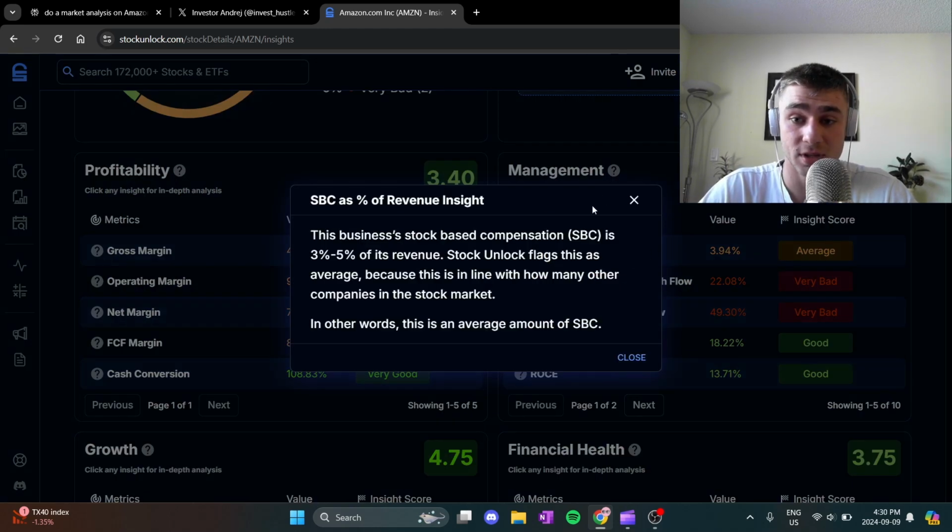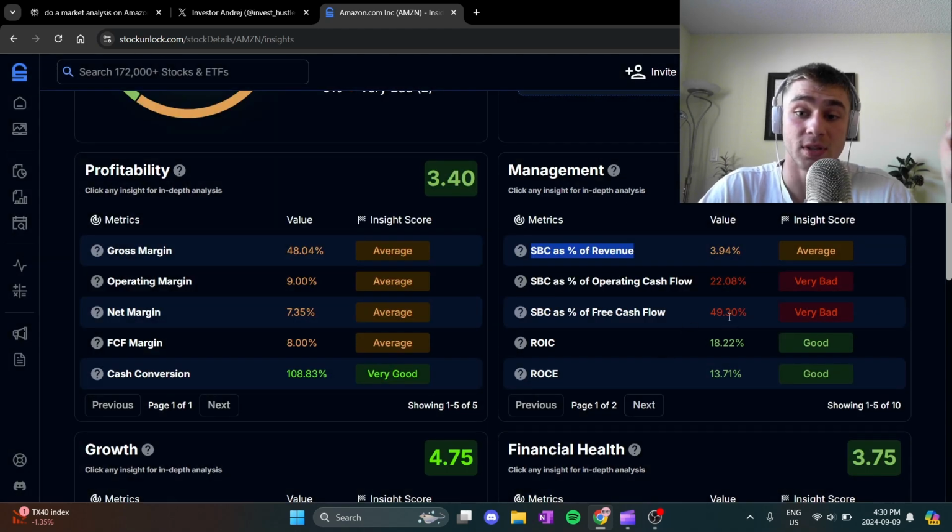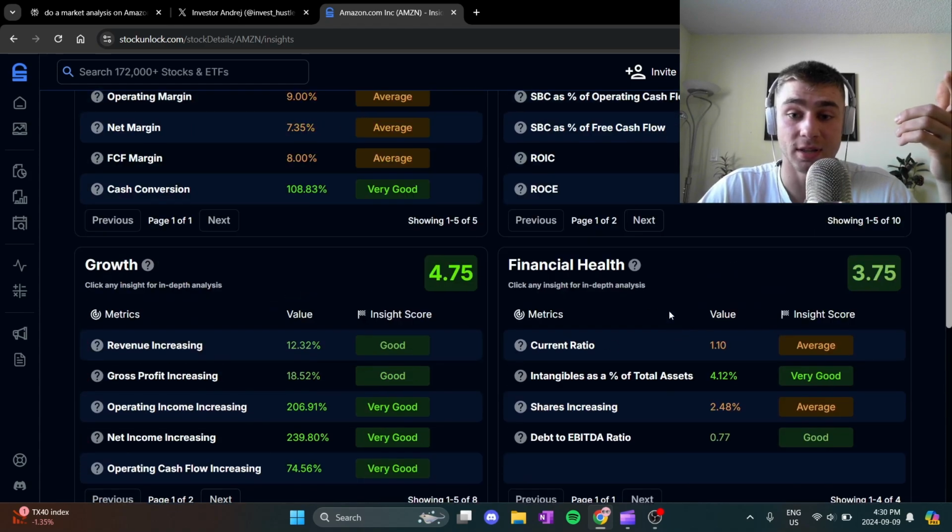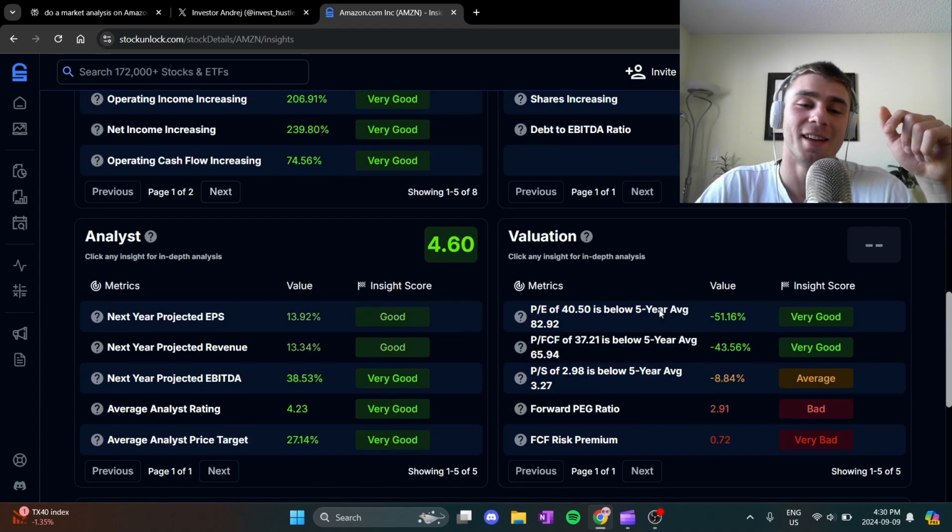It won't always give you this, but this is a really important thing to keep an eye on. We can see that almost 50% of their free cash flow is going back to the employees as stock-based compensation. So I don't like that, especially because we can see the insider selling, which we're going to get into now.